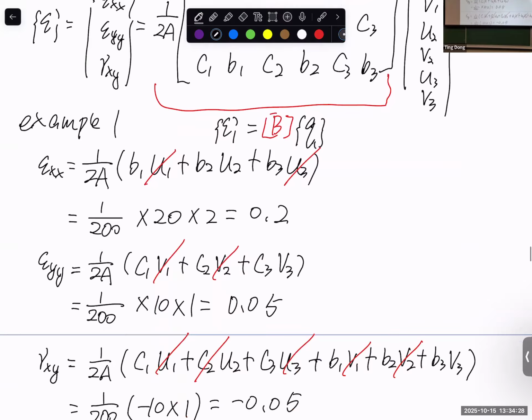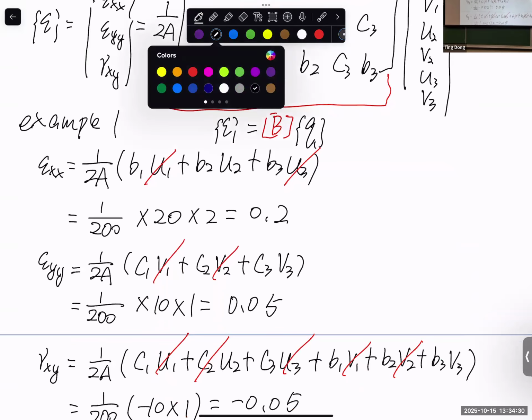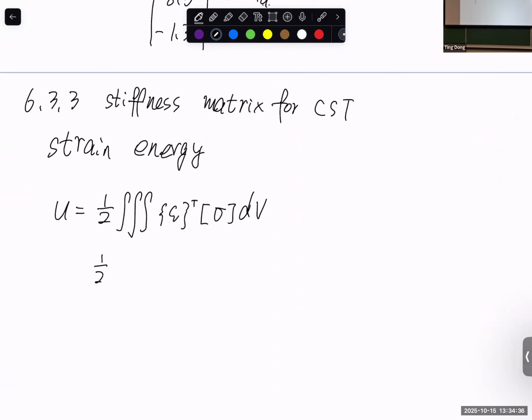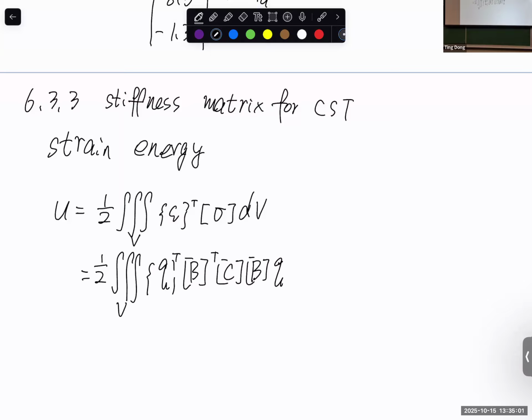And stress is equal to C times strain. So for this equation, strain times stress, we can write it again as half the integration over the volume of the CST element, of Q transpose, B transpose, C, B, Q, dV.